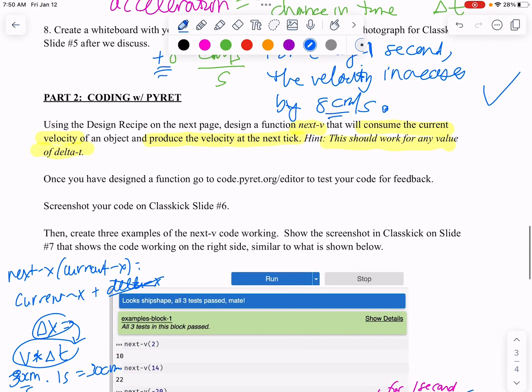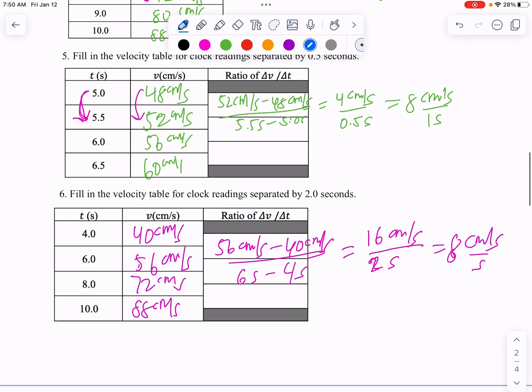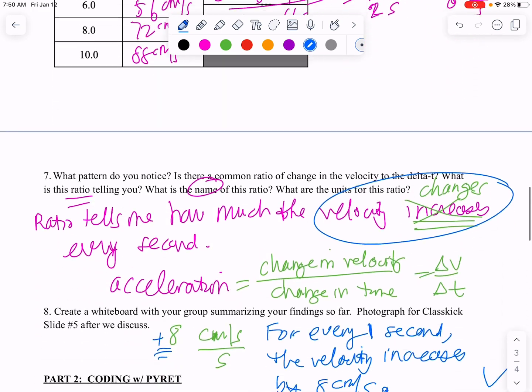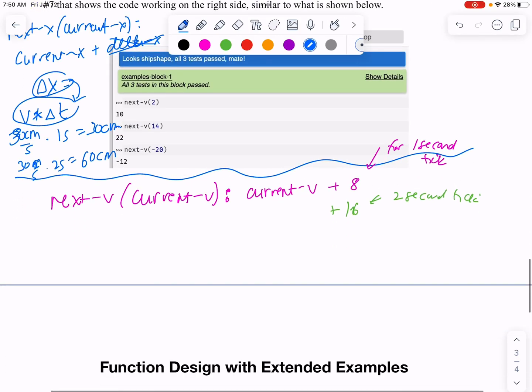And then what if it was only a half second tick? Instead of adding a full 8, if I only wait half a second, I only add 4, because I'm not waiting as long, so the car didn't have as much time to get faster. So if I add 4, this is for a half second tick. Just like before, we don't want to keep figuring out how much; that's a hassle. We want to teach Pirate to figure it out for us, and then we can put any delta t in there. We can make the tick a tenth of a second or 5 seconds or 25 seconds or 0.0001 seconds, whatever, and Pirate will just figure it out.